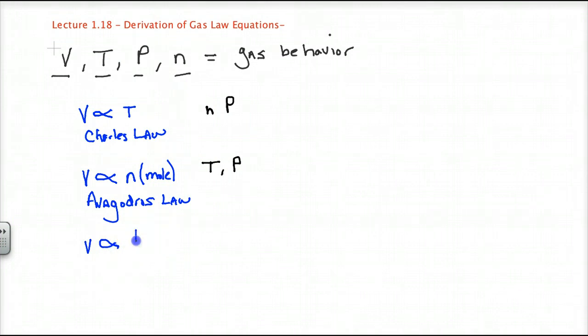Volume is proportionate to 1 over P. Now this is an inverse relationship. Notice 1 over P. For instance, if I was to increase the pressure on a gas, the denominator gets bigger, which means the overall value of this decreases. As one goes up, the other one goes down. It's an inverse relationship. This is called Boyle's law.